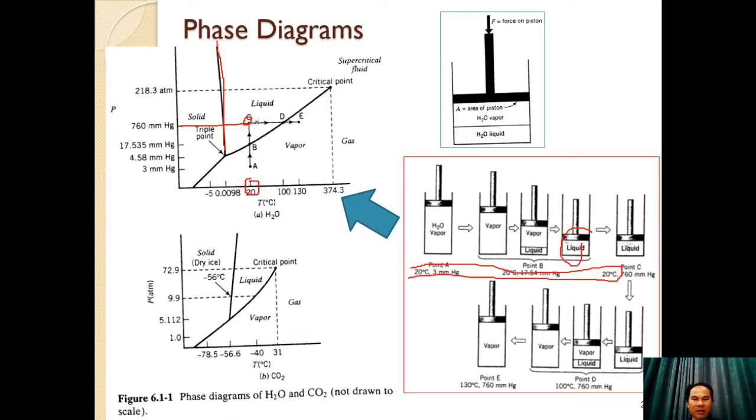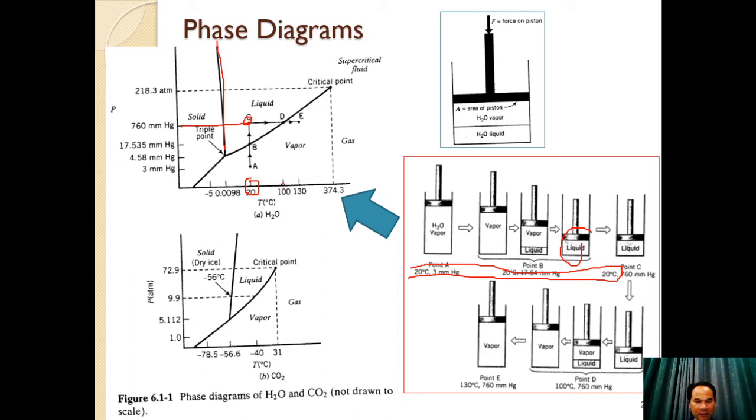And then from point C to D, you try to increase the temperature. You have liquid, and you increase the temperature at constant pressure until this point D. What does point D mean? At point D, the first bubble of liquid vapor occurs, and we call this point the boiling point. The process is evaporation, which means liquid changes to vapor. The first point where a bubble occurs, we call the boiling point.